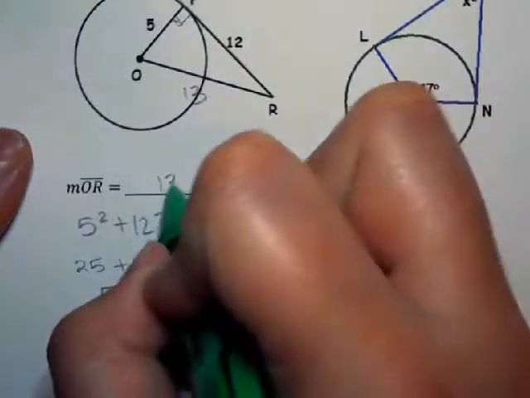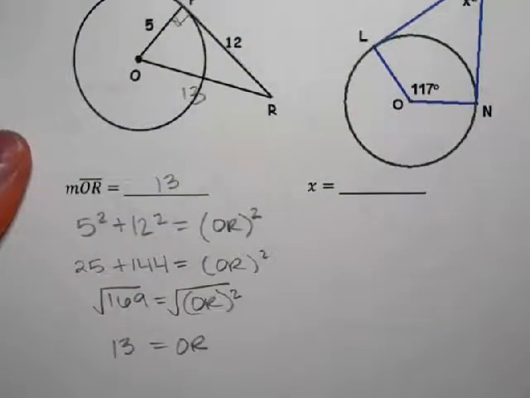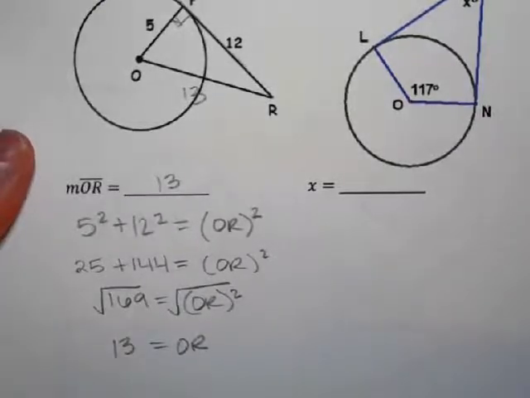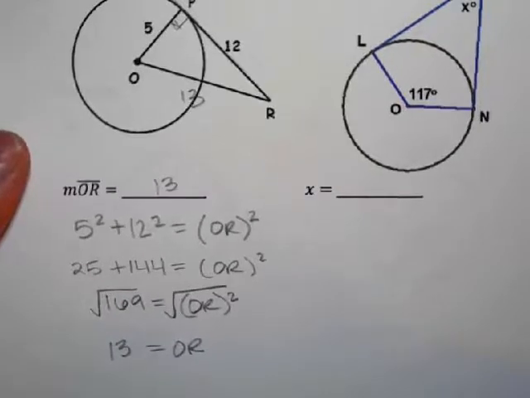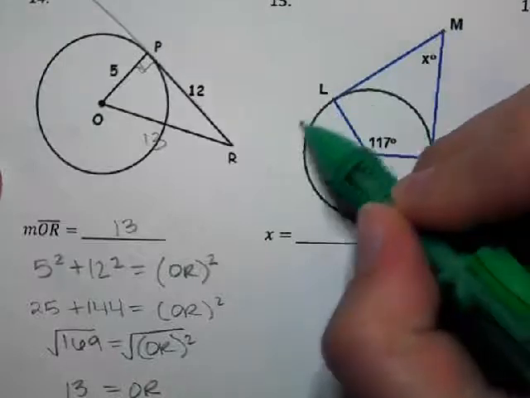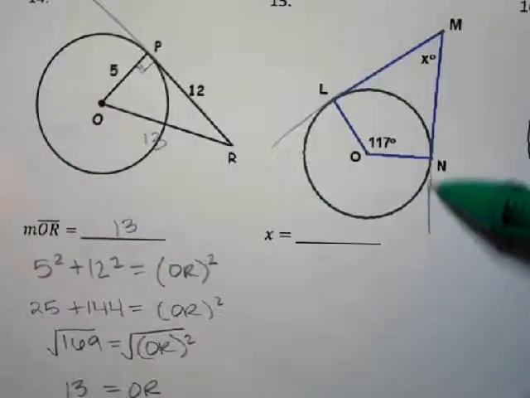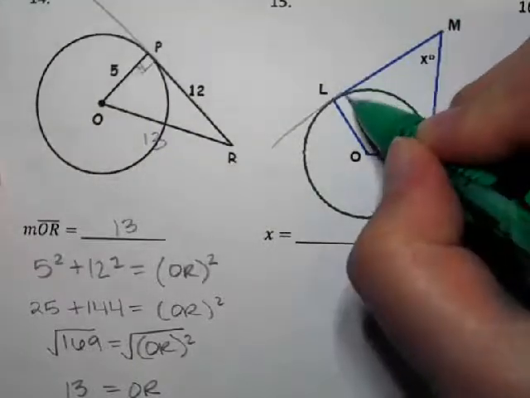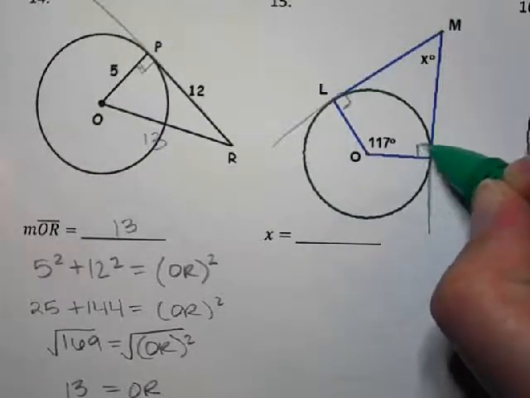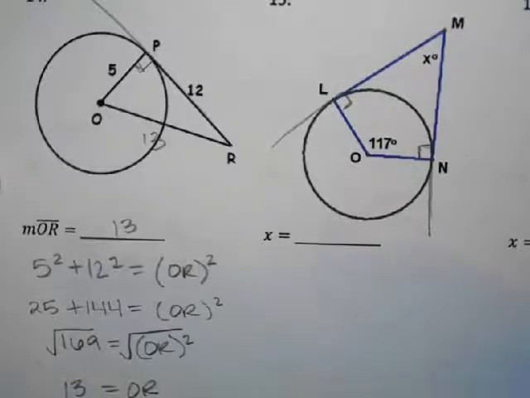All right. How many tangent lines do we have in example 15? 2. We have 2 tangent lines, 2 points of tangency, 2 90-degree angles being formed at those points of tangency. Point of tangency L, point of tangency N. How many degrees are in a 4-sided shape? 360. So how are we going to solve for x?